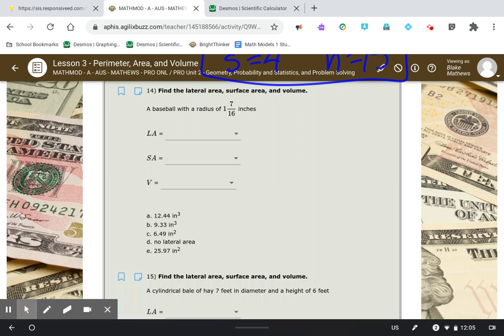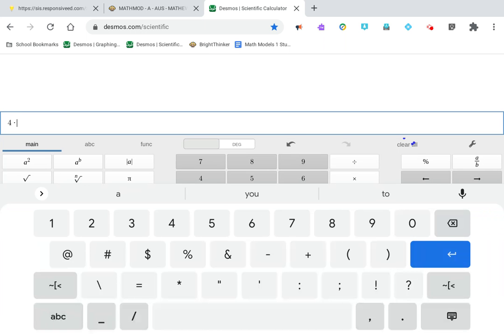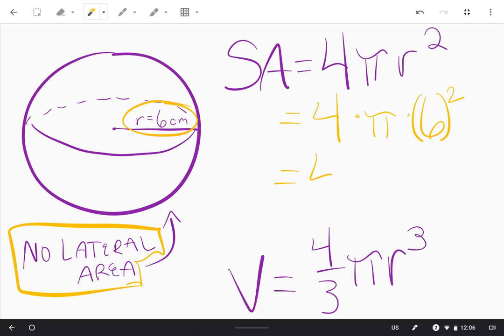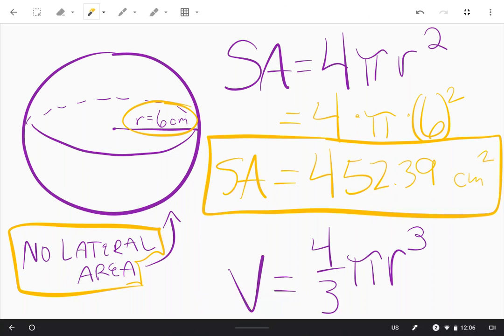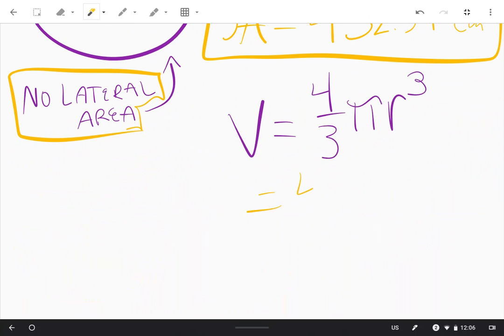Let's go ahead and grab our calculator. Let's clear this out. 4 times pi times 6 squared. 452.39. 452.39 centimeters squared is the surface area. Again, no lateral area, just surface area. Volume formula, 4/3 pi r to the third. 4/3 pi times 6 to the third in this case.